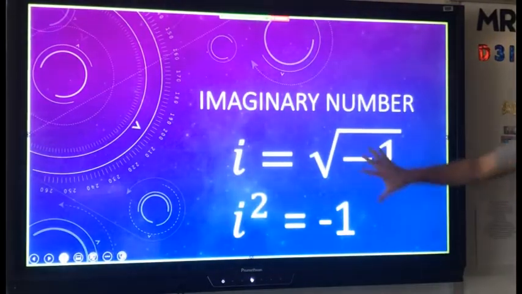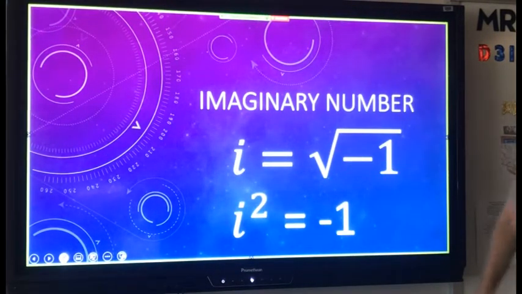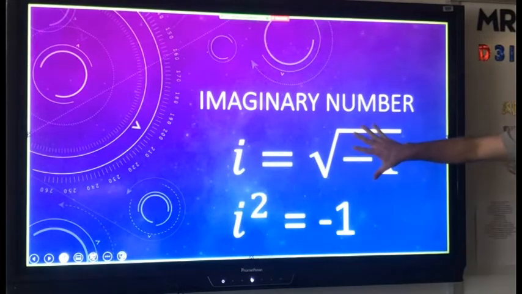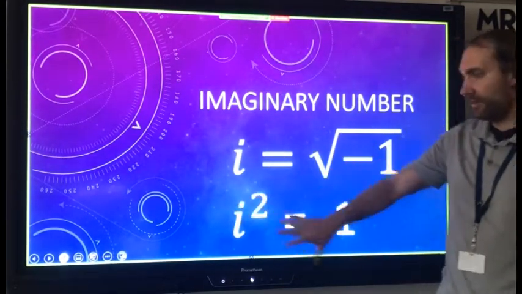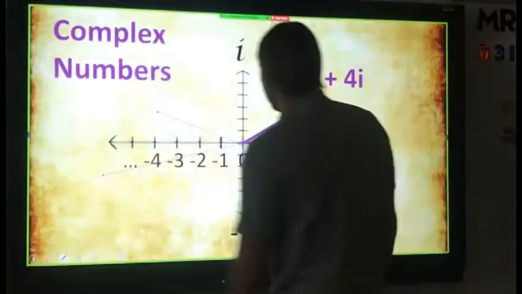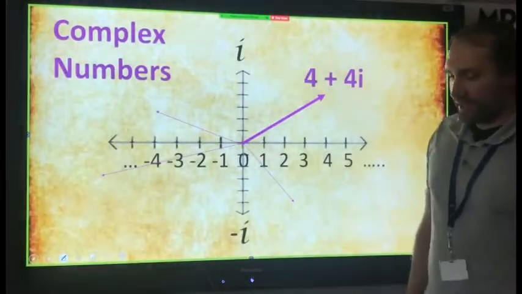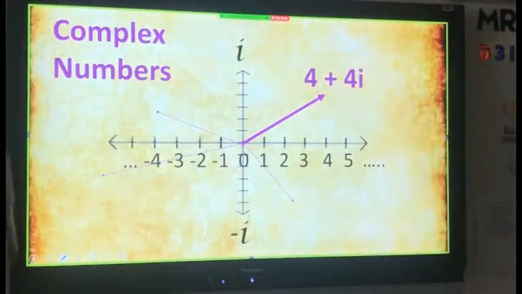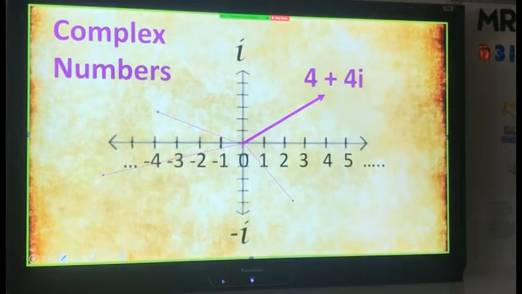Here are the 2 most important things you need to remember for today. What is i? It's the square root of -1. And then i squared equals -1. That's all you should remember from this unit. Now, it's called imaginary numbers because in 1777, all they had was pen and paper.